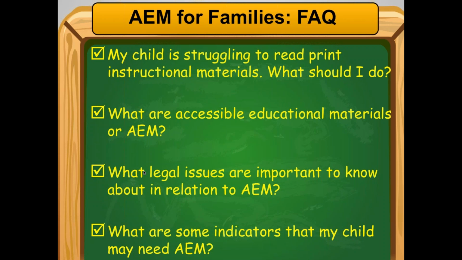What are some indicators that my child may need AEM? And again, we talked about it. You and other members of your child's IEP team will review information from the child's file, including evaluation results, to determine whether the child needs AEM. There are a number of questions that, when explored by the team, could indicate that the student may need it. For example, and we certainly talked about it before, does your child have difficulties reading grade level material across all environments?